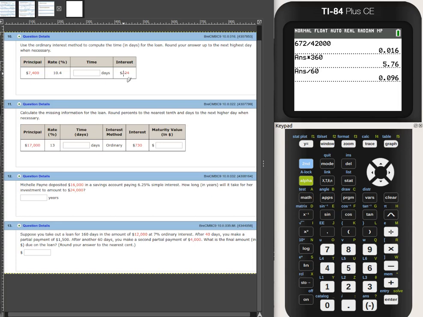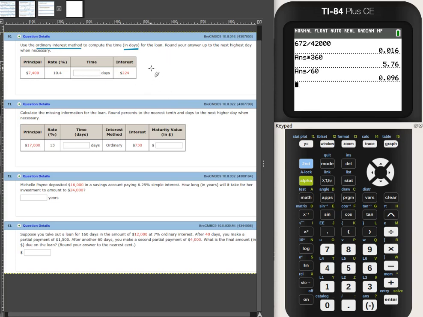But without any further ado, I want to check out number 10. It says we're going to use the ordinary interest method. So of course that is going to be an important detail to notice. We want to compute the time for the loan. So we've seen interest, we've found rates before, what else can there possibly be? There's principal. In this case, we're looking for the time in days, so we'll have to figure out how to do that one. Round your answer up to the next highest day when necessary, so we will pay attention to that little detail as well.